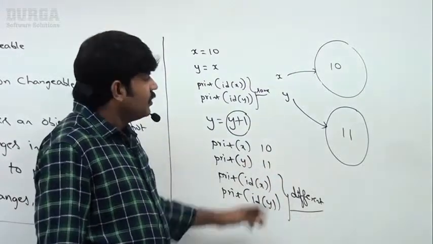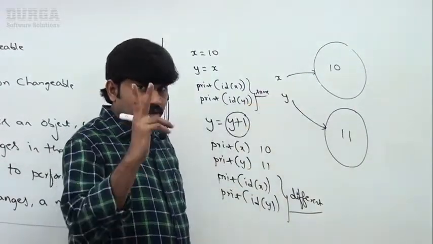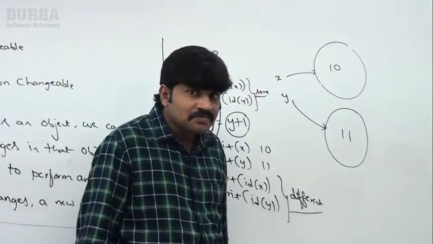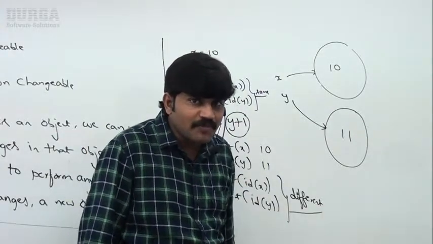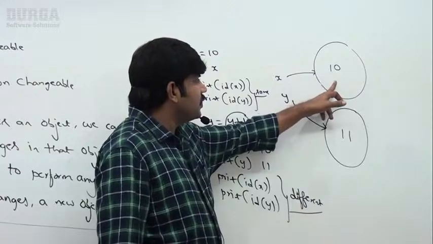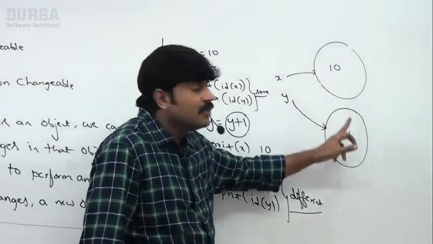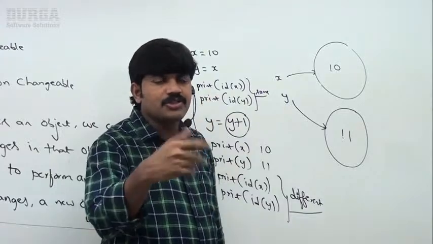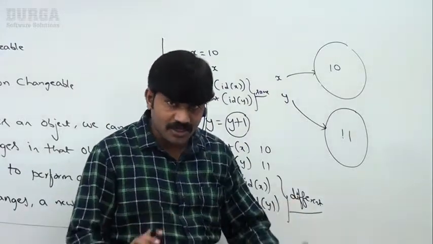Now I have one question. Total how many objects are there? Two objects. How many objects are eligible for garbage collection? You respond. No object, because this object we can happily use through x, and this object we can happily use through y. That's why zero objects are eligible for garbage collection.